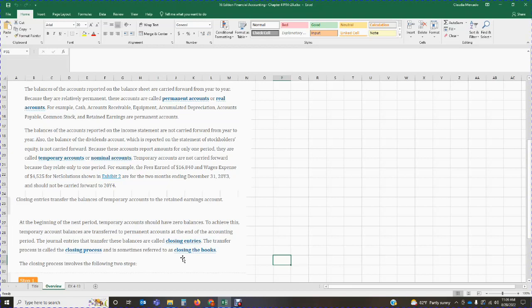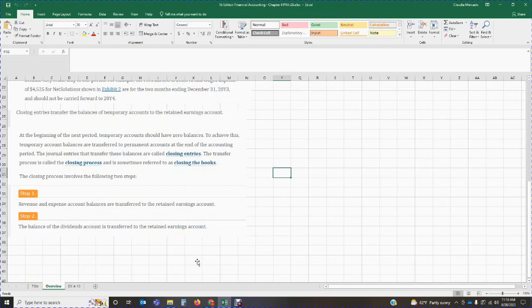So in Chapter 3, we dealt with adjusting entries. In Chapter 4, we deal with closing entries. The transfer process is called the closing process and is sometimes referred to as closing the books. And this is only done, once again, once a year. We clear out our books and we start fresh the following year. Now, the closing process involves two steps.